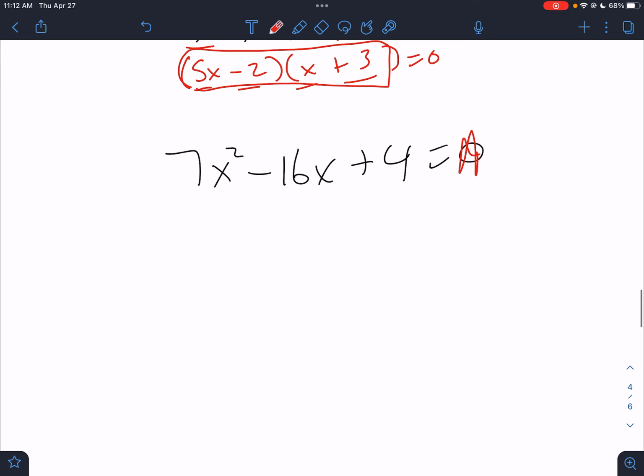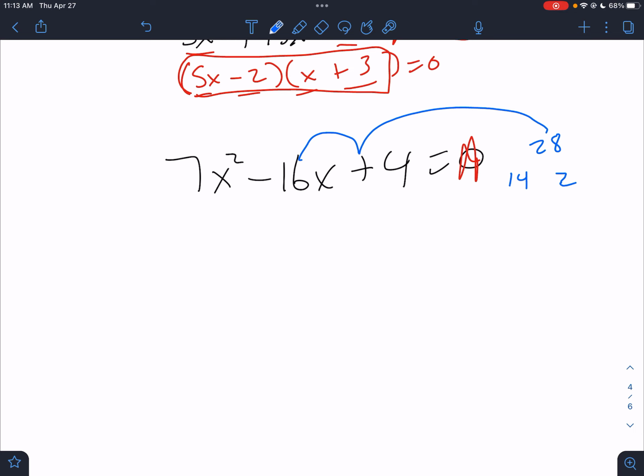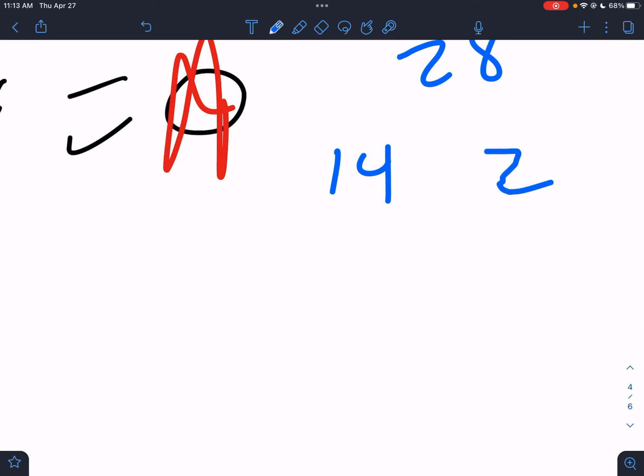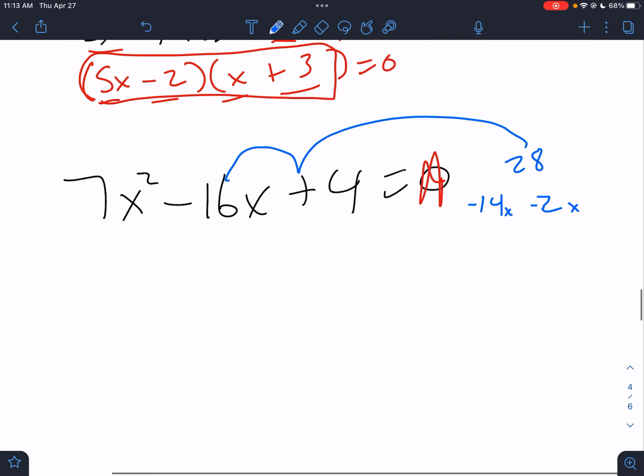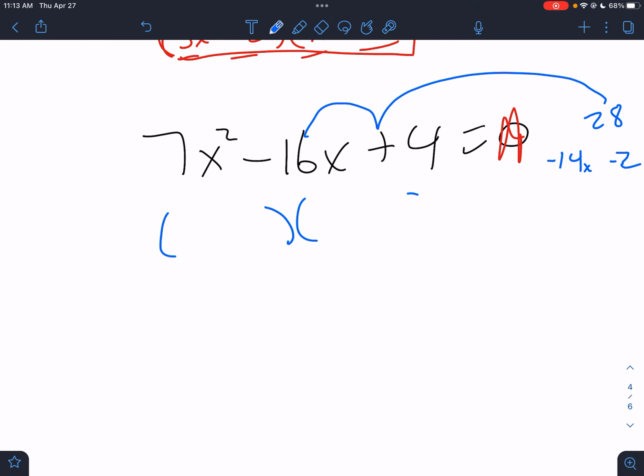Okay, try again. All right, I'm going to go over it. Hopefully you're trying. Hit pause and try, please. 7 times 4 is 28. Factors of 28 that add to equal 16. That's going to be 14 and 2. How do I get negative 16 out of 14 and 2? I would have to do minus 14 minus 2. And you can put an x on there if you want, because when we distribute, we're going to get minus 14x minus 2x.